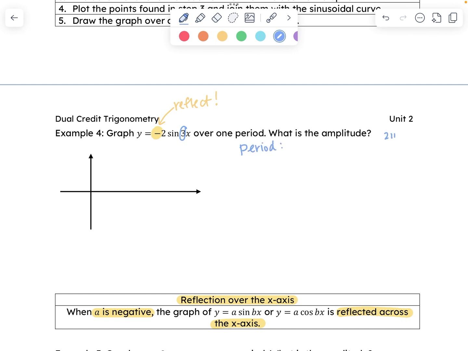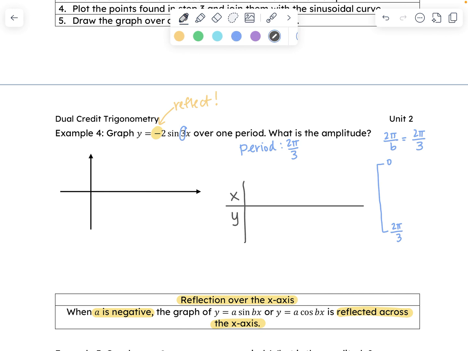So remember, it's 2 pi over B. So in this case, 2 pi over 3. And there's not anything else I can do to simplify that, so my period is 2 pi over 3. So that does mean that I'm going to go from 0 to 2 pi over 3. So if I wanted to make a table, it didn't give me one this time, because remember, it's not always going to give you one.